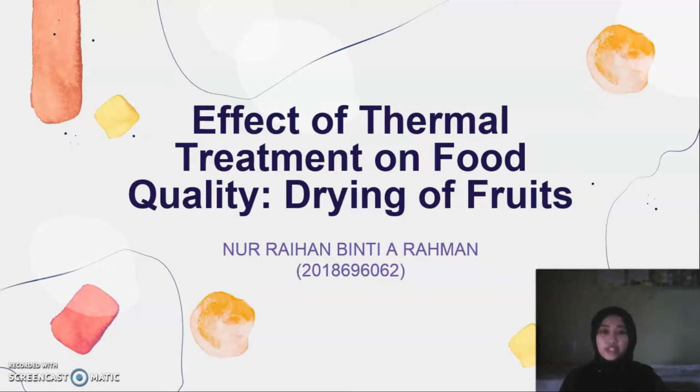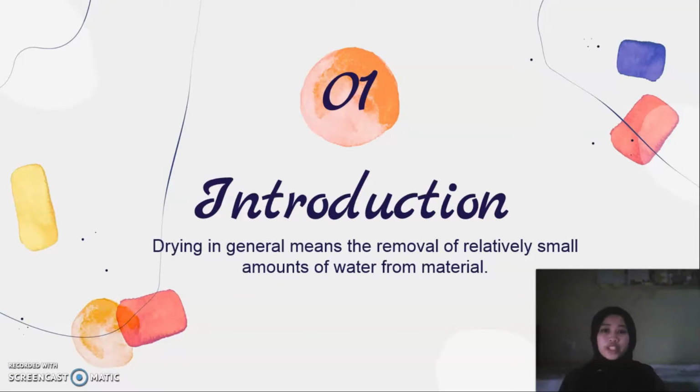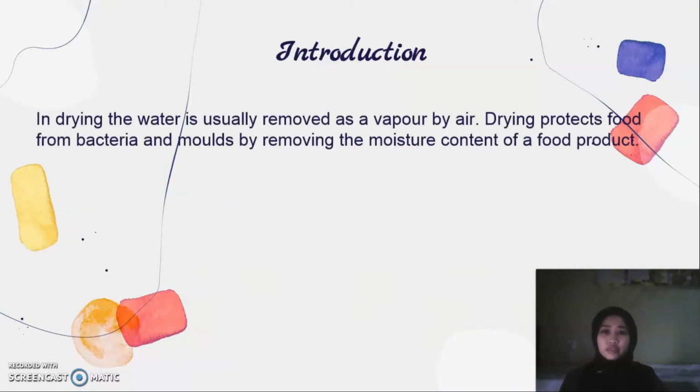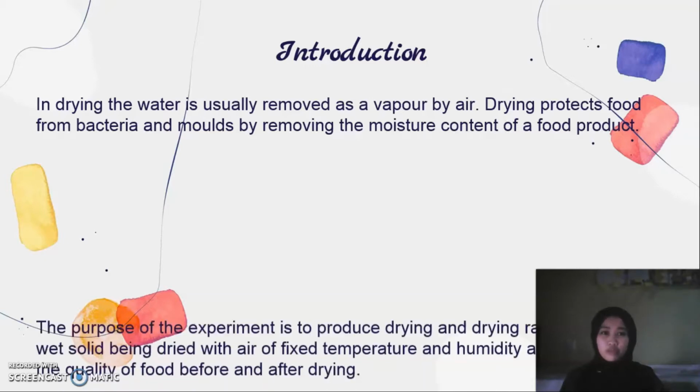Today I'm going to present about the effect of the measurement of food quality by drying of foods. Drying in general means the removal of relatively small amounts of water from material. In drying, the water is usually removed as vapor by air. Drying protects food from bacteria and mold by removing the moisture content of the food product.